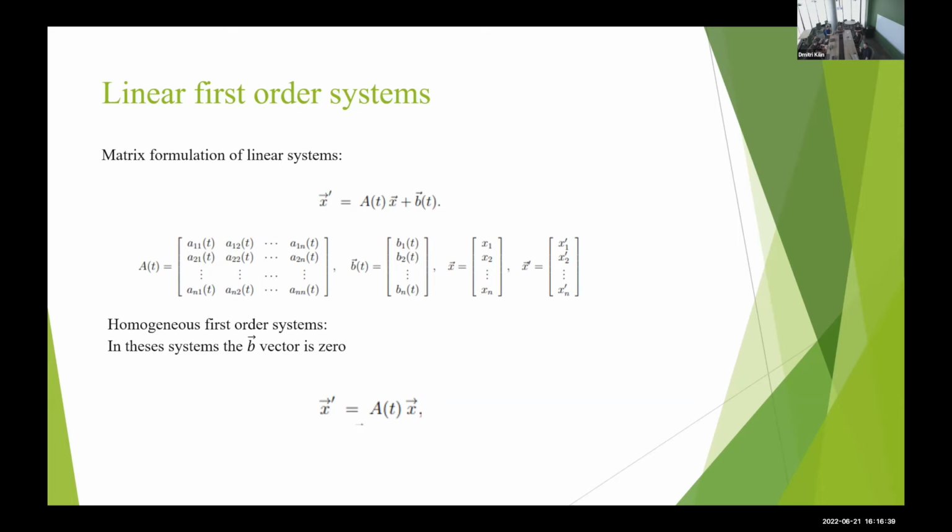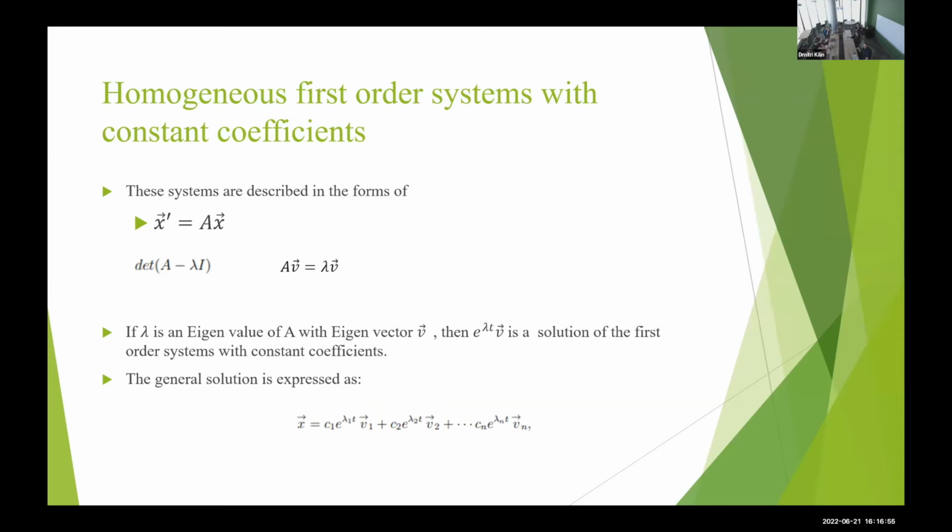If the B vector is 0, we call the system a homogeneous first-order system. So it's another step of the simplification of this system, but solving it is also kind of complicated. At the last step, we oversimplify the system as a system with constant coefficients. So the A matrix is not dependent on the t variable, and all the coefficients are constant numbers. At this stage, we are able to solve this system based on the steps that I'm going to explain.